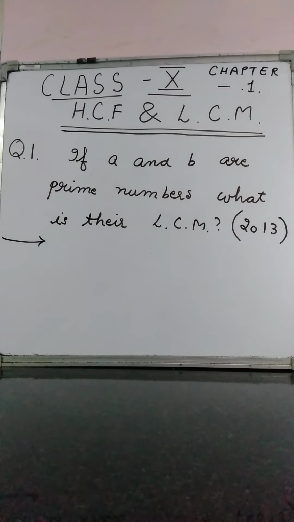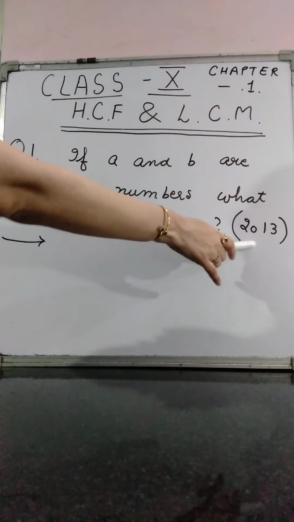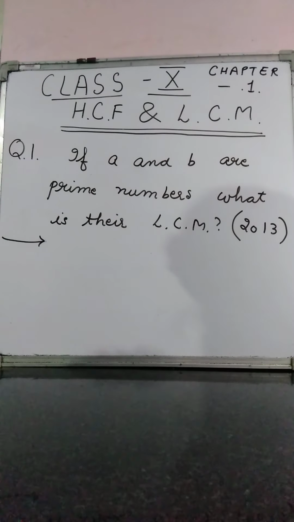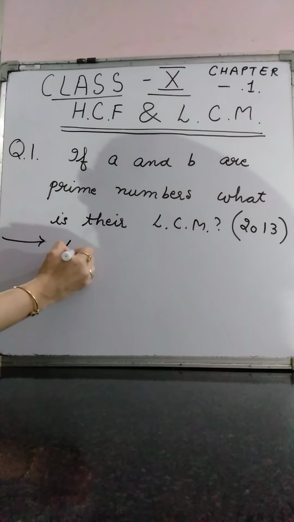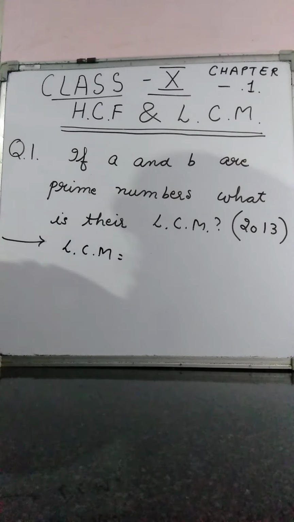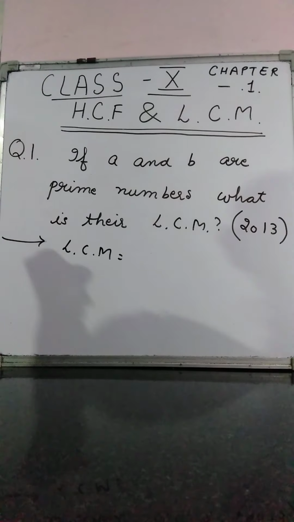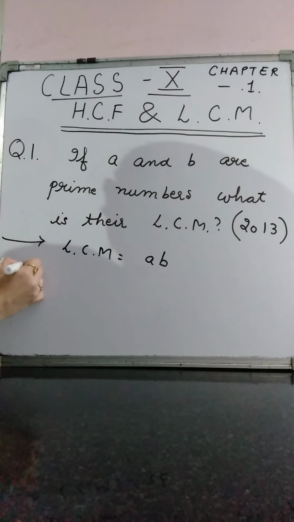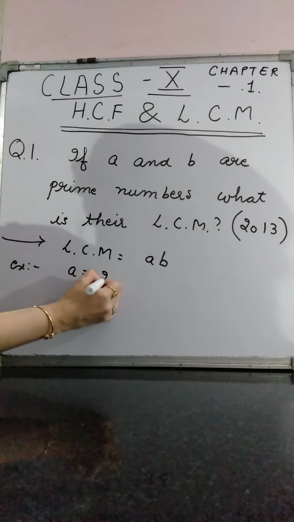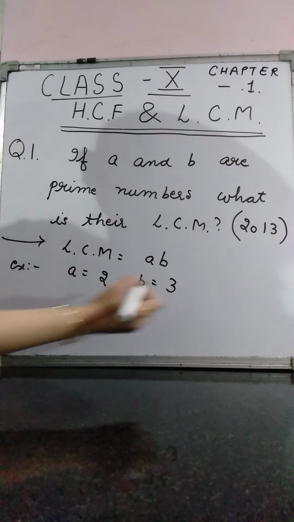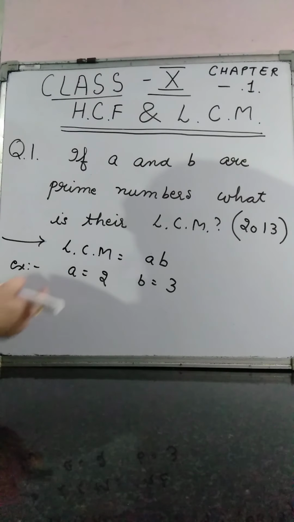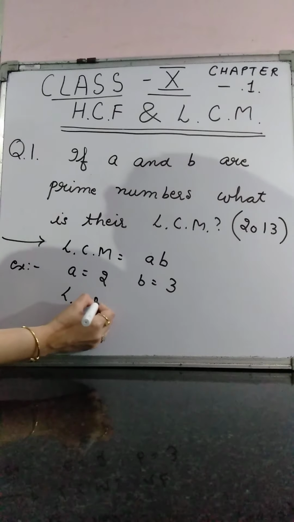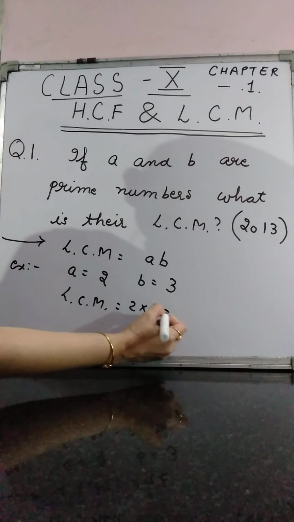This is a video on questions of HCF and LCM. If A and B are prime numbers, what is their LCM? This question came in 2013 for 1 mark. If A and B are prime numbers, there is no common factor between A and B, so their LCM is AB. Example, suppose A is 2 and B is 3. There is nothing common between A and B, so their LCM is 2 into 3, which is 6.